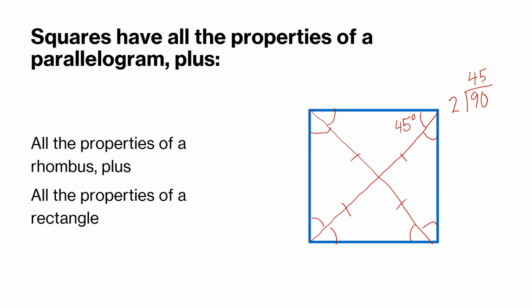We know that the diagonals are perpendicular because it's a rhombus. So we know that this is 90. We know that this is 45. We know that this is 45. So we get all the angles just by knowing that we have a square. A square has 4 congruent triangles formed by the diagonals.